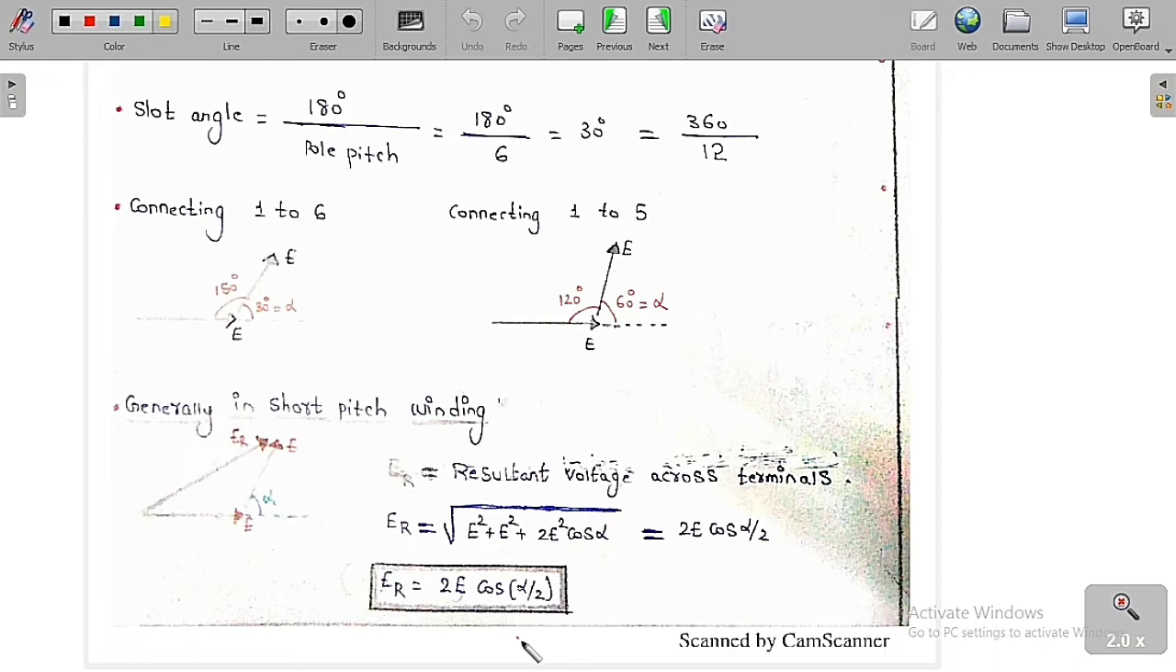So alpha is equal to 180 minus the overall mechanical angle, or we can say the overall slot angle, anything is the same, between the two slots which you are going to connect them. This is a very important point. So ER is equal to 2E cos alpha by 2, the resultant voltage which you are going to induce in this short pitch winding.